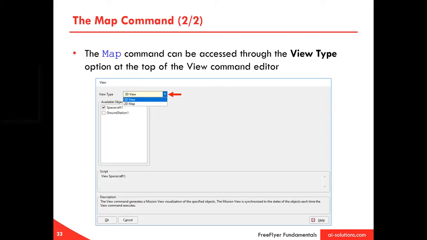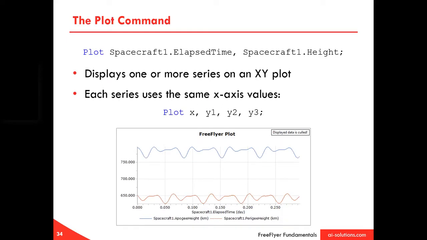The map command isn't shown on the list of script elements in the FreeFlyer control screen on the right-hand side, but you can access the map command by dragging and dropping a view command into your mission sequence. Then double-click the view command to edit it and change the view type to 2D map. The plot command is used to generate an XY plot. The first parameter that you specify will be on the x-axis, and then any additional parameters that you specify will be plotted as separate series on the y-axis.